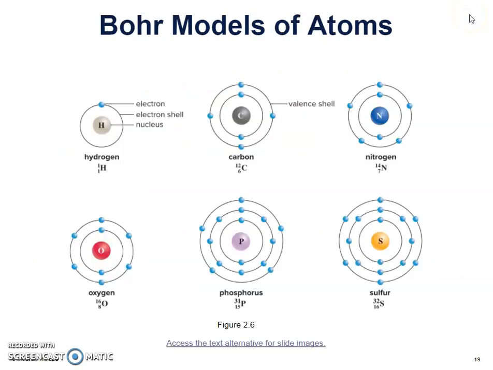Here we have the Bohr model of hydrogen, carbon, nitrogen, oxygen, phosphorus, and sulfur. These are the elements that are most common in our bodies.